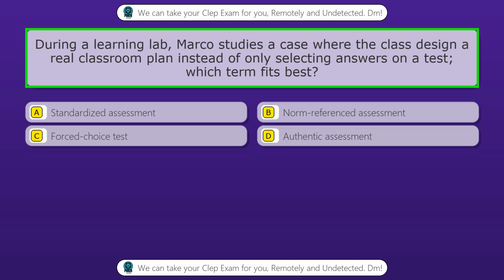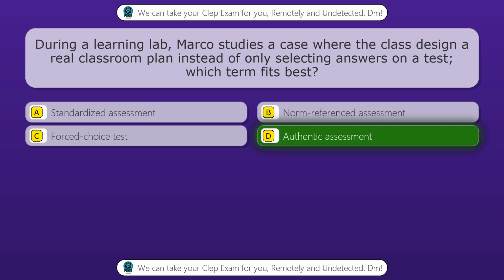Question 59. During a learning lab, Marco studies a case where the class designs a real classroom plan instead of only selecting answers on a test. Which term fits best? Option A, standardized assessment. Option B, norm-referenced assessment. Option C, forced choice test. Option D, authentic assessment. The correct answer is option D, authentic assessment.